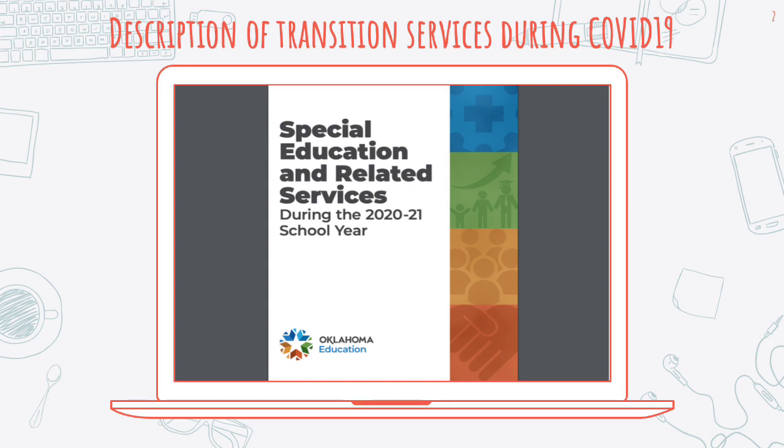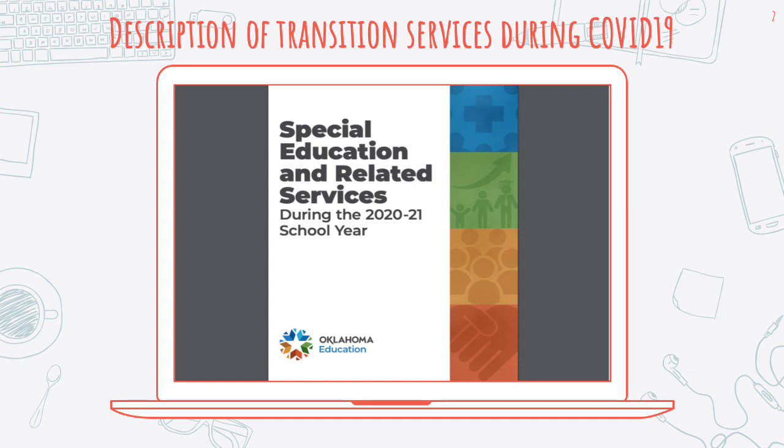For those who might not know, IDEA defines transition services in Section B, line 300, as a coordinated set of activities for a child with a disability that, one, is designed to be within a results-oriented process that is focused on improving the academic and functional achievement of the child with a disability to facilitate the child's movement from school to post-school activities, including post-secondary education, vocational education, integrated employment, continuing and adult education, adult services, independent living, or community participation.